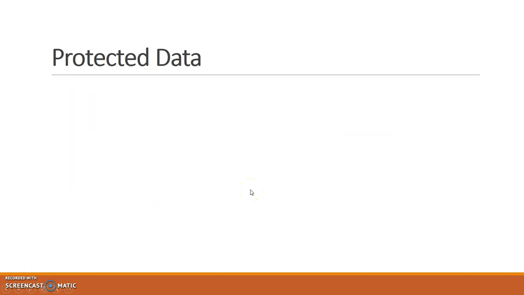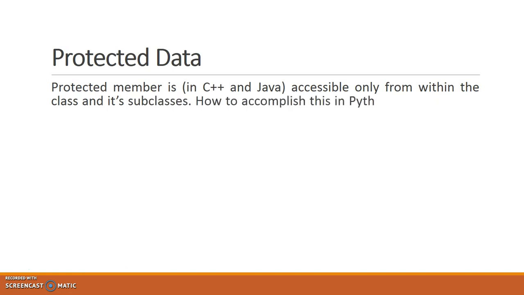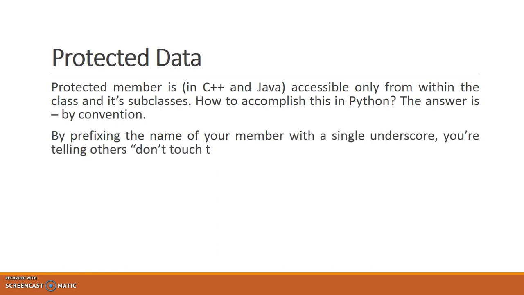Now let's see protected data. Protected members in C++ and Java are accessible only from within the class and its subclasses. However, to accomplish this in Python, it is by convention. By prefixing the name of your member with a single underscore, you are telling others, don't touch this unless you are a subclass.